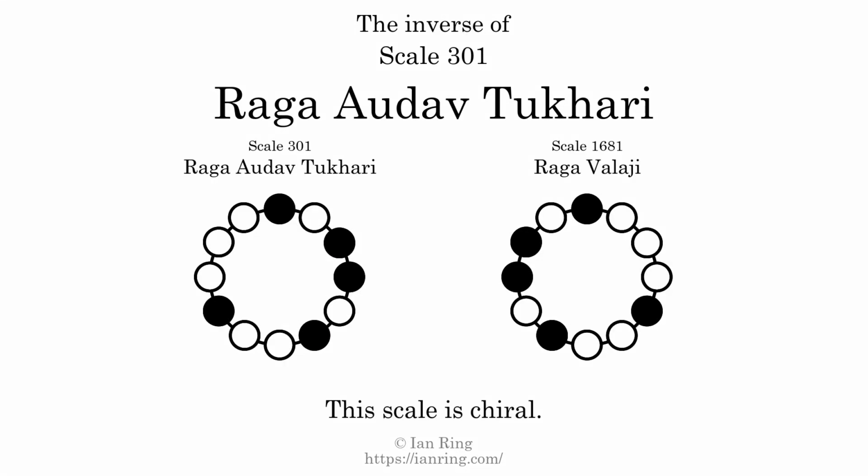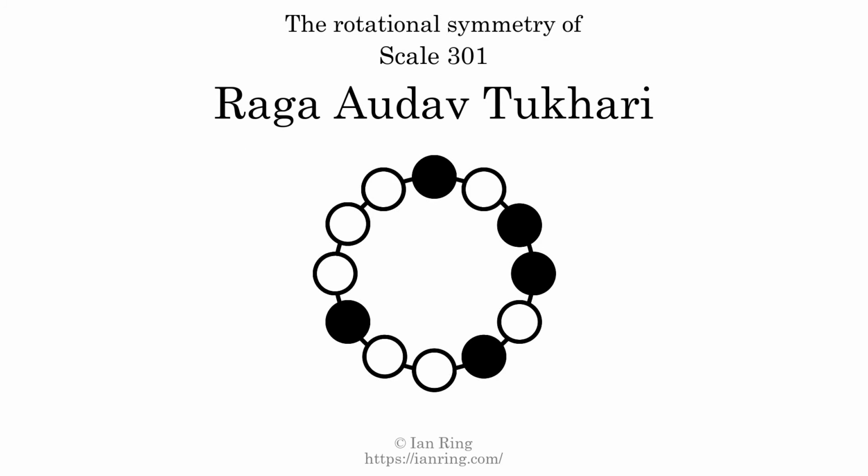The inverse of a scale is a mirror image. It is what you get when the sequence of intervals is reversed. The inverse of this scale is scale 1681, also known as Raga Audav. This scale is chiral. It cannot transform into its inverse by rotational transformation. This scale has no rotational symmetry.